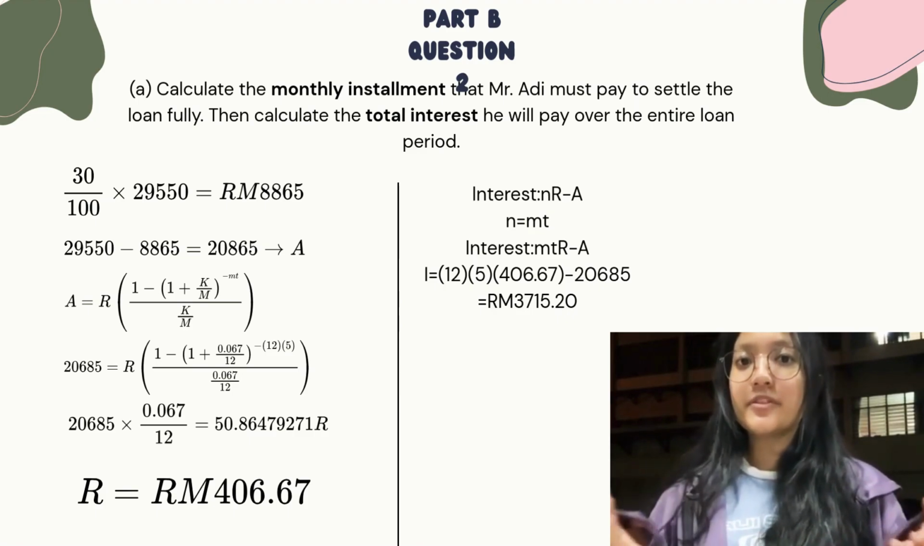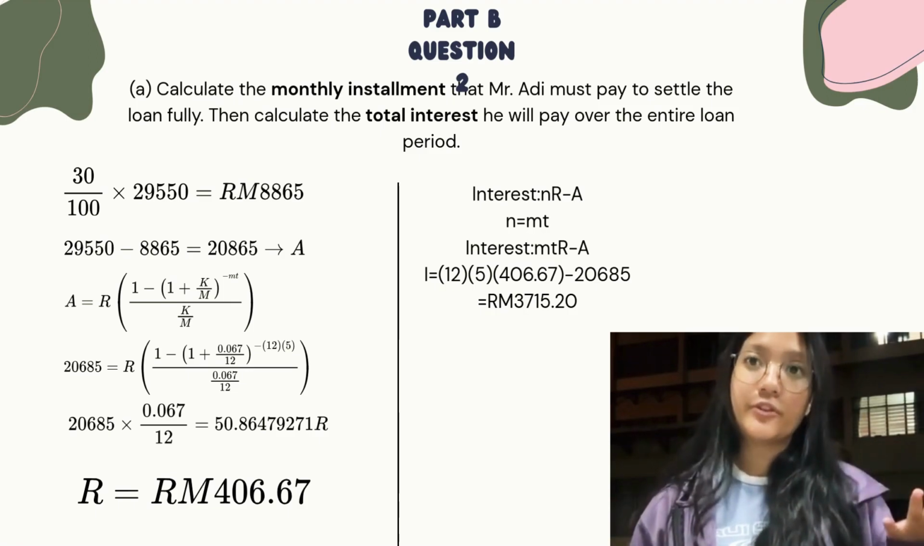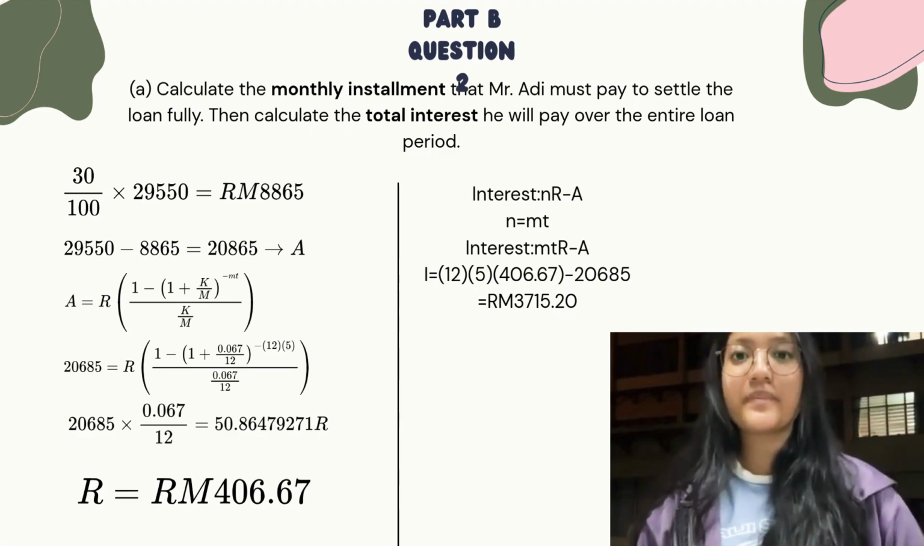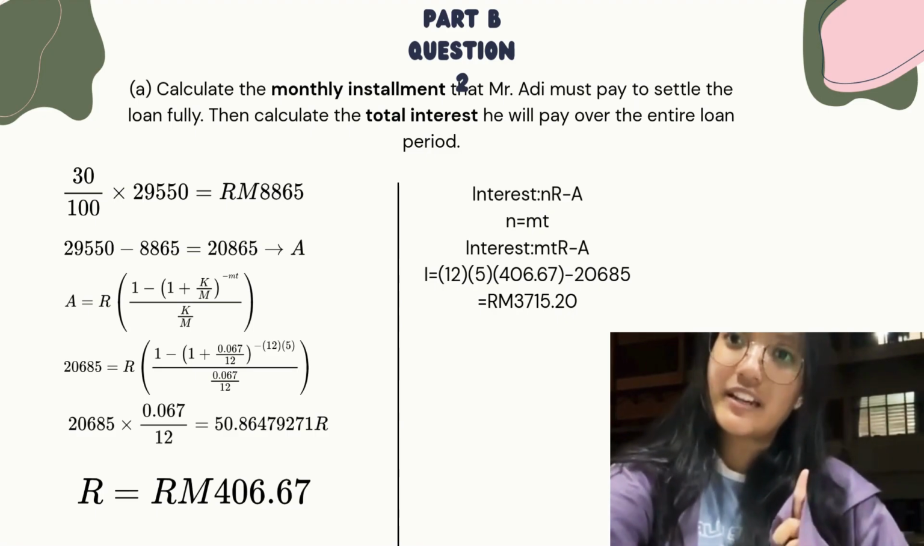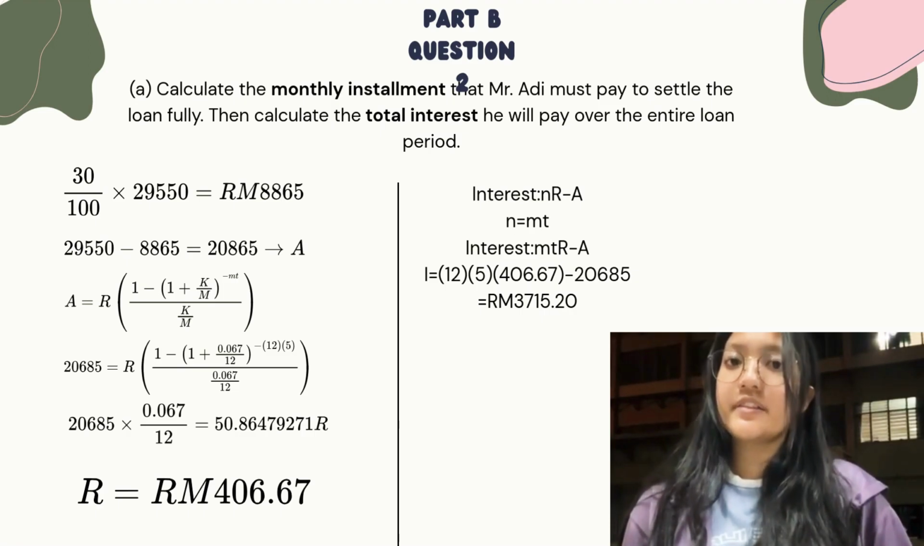So, in summary of the story, Mr. Adi purchased a game PC with streaming equipment by using a loan. You may highlight the important keys of the story. So, let's start with question A. Question A requests that we find the monthly installment and the total interest.